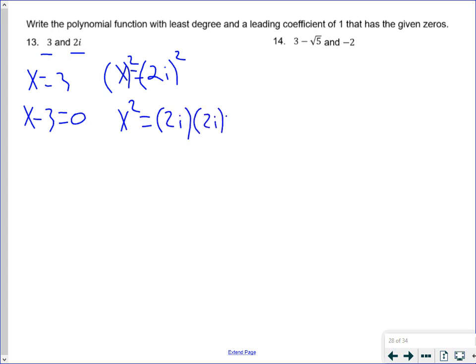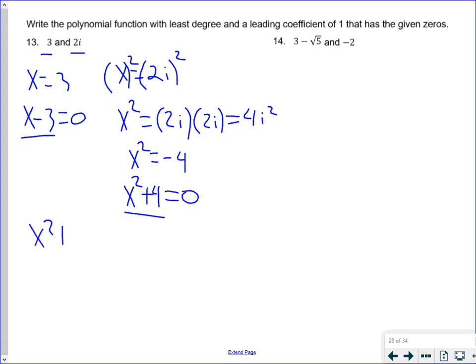2i times 2i gives you a 4i squared. Okay? And 4i squared will give you negative 4, since i squared is negative 1, and negative 1 times 4 is negative 4. So we get x squared equals negative 4. And after you've gotten rid of the i or the square root, whatever you have, then we're going to set this factor equal to 0, so we'll add the 4 over. So you get x squared plus 4 equals 0. All right? So now we have our two factors, x squared plus 4 and x minus 3.